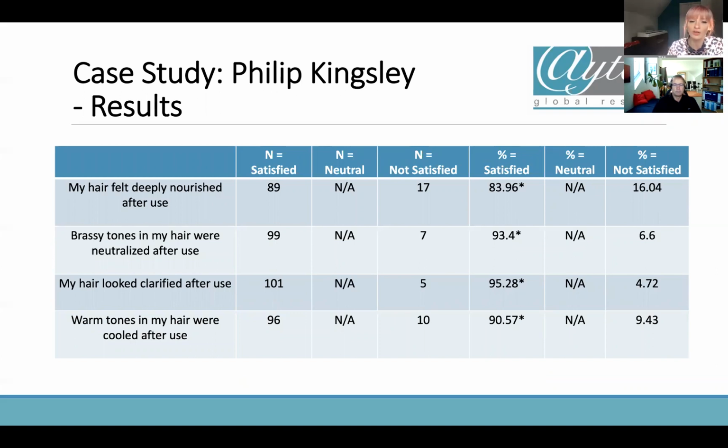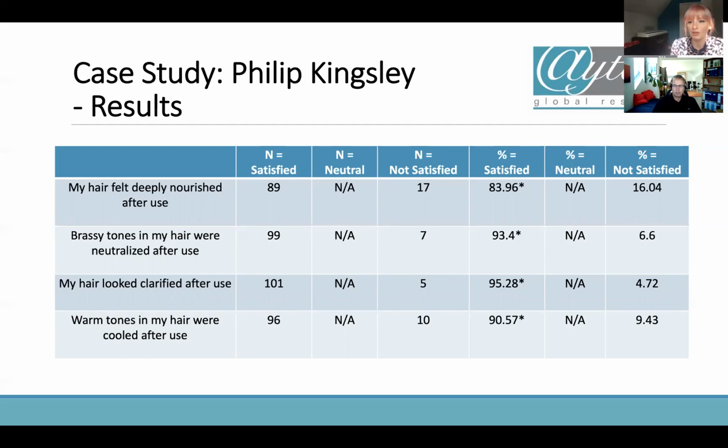So looking at the data, as Thomas has explained, this is lifted from our report. It's a bit of a summary, but it gives you an idea of how this product performed. What was really good about this product is not only did it neutralize the brassy tones and get rid of the warm tones in the blonde hair, it was a mask, so they also wanted to show that it's really nourishing on the hair. So the first claim was about being deeply nourished after use.